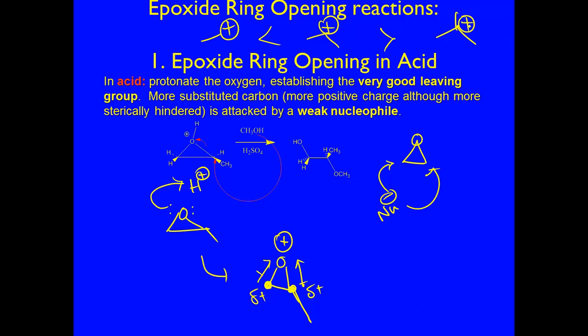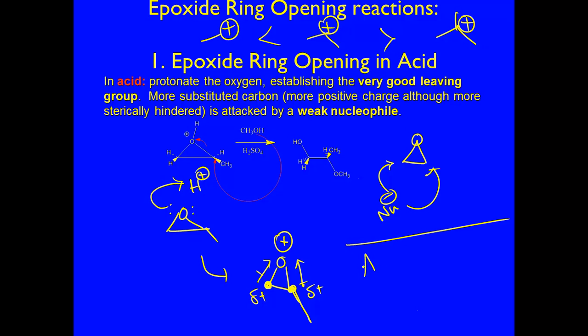The positive charge would be more stabilized on this carbon, and because of this methyl group, also this overlap of the orbitals in this direction. So the nucleophile in acid medium is attacking at the more hindered carbon. That's the take-home message in this slide.